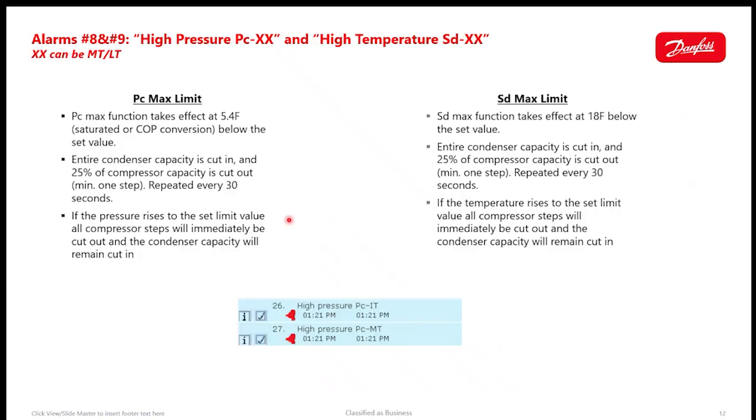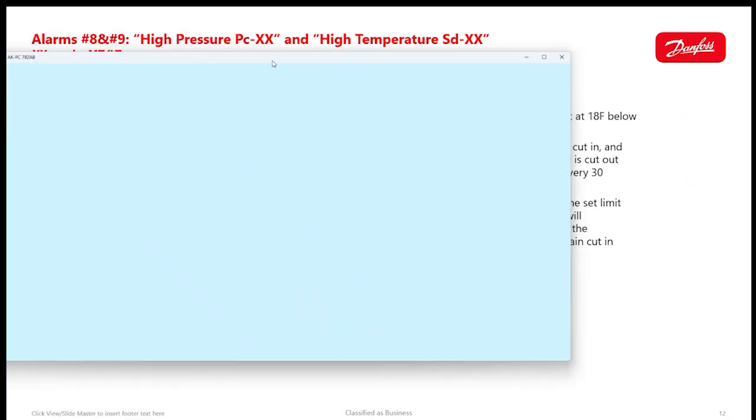On the high side of the system, things are slightly different. We have two alarms, so high discharge pressure, high pressure PC. This can be low temp, medium temp, and then high discharge temperature, which is SD, also low temp or medium temp. For PC max limit here, and you'll see similar on the temperature as well, but for the discharge pressure, we are going to start to take some action even before we hit the threshold.